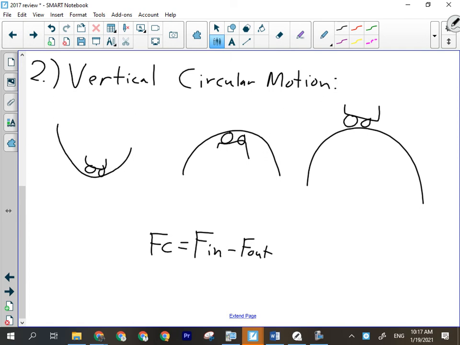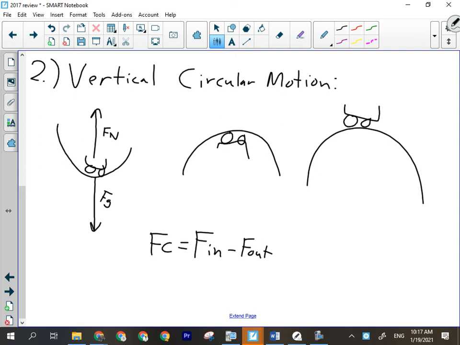So for this cart, gravity is acting out. Normal force is acting in. In that situation, you would feel what, heavy or light? Heavy. That is where you feel the heaviest, because gravity's trying to pull you out. The track has to push harder because it's not just gravity, it's also your inertia. All of that makes you want to leave the circle. You feel heaviest at the bottom of a vertical circle.